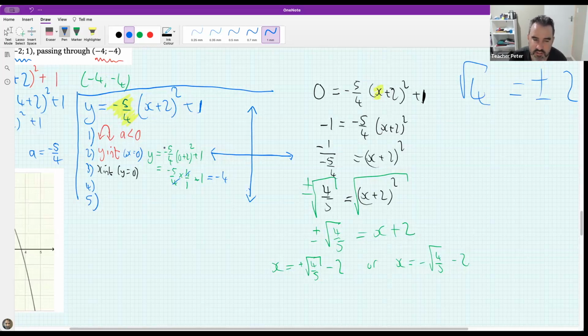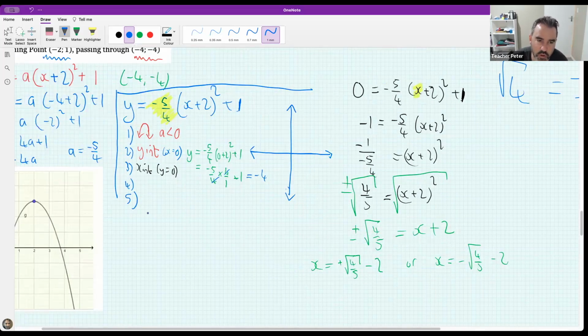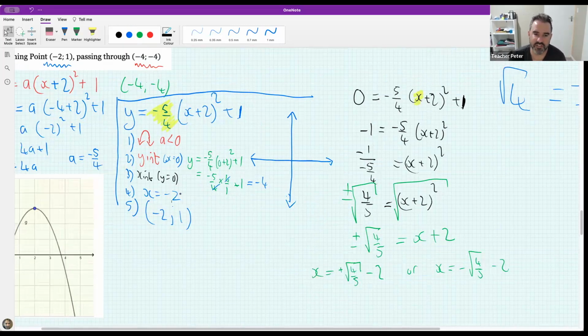Now, last bit is, what is the turning point? Well, the good news is you know the turning point is minus 2, 1. And the axis of symmetry, you don't even have to work it out. It's just going to be x is equal to minus 2. So using those 5 steps, you could now draw the parabola. But I'm going to stop there for tonight.